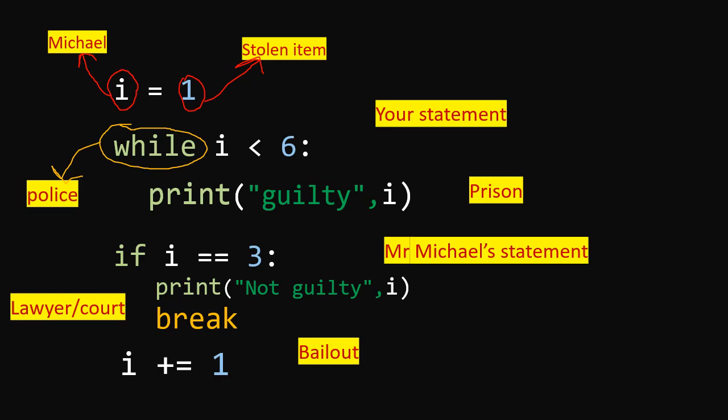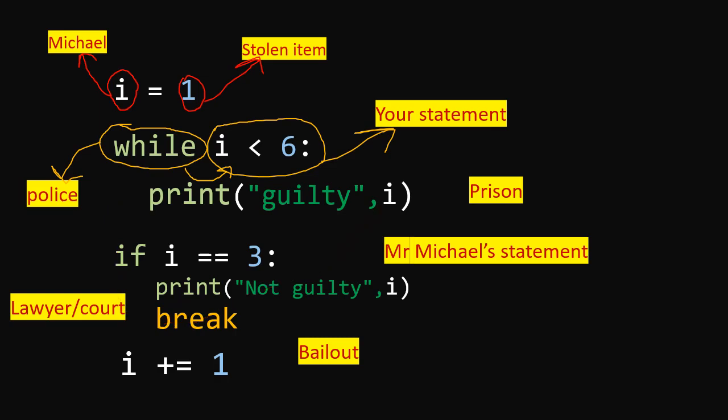So let's take this to be the police, and now this should be the statement you wrote to the police. All right, so this is a statement you wrote to the police, and this is the police. Now police will check your statement and see if this statement is true. Once this statement is true, all this block of code will be executed. All right, all the block of code will work.